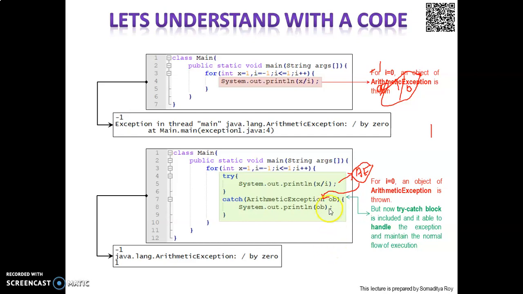In addition to that, I would like to tell you one thing: this is basically a reference variable, or ob is basically a reference object of the ArithmeticException class. That's why whenever an ArithmeticException occurs, we can pass that object through this catch. So basically the catch block will take an object of an exception as a parameter.